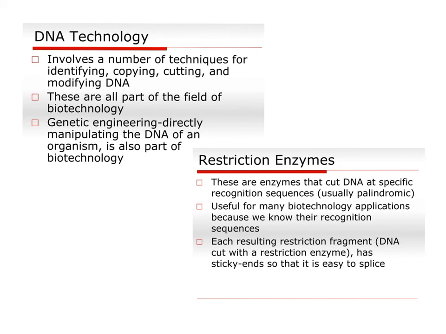A real modern example of DNA technology you may have heard about in the news is the CRISPR technology, and I'll touch on it a little bit when I get into recombinant DNA and genetic engineering, but that's the kind of thing we're talking about. So a lot of the lab coat genetics is biotechnology.